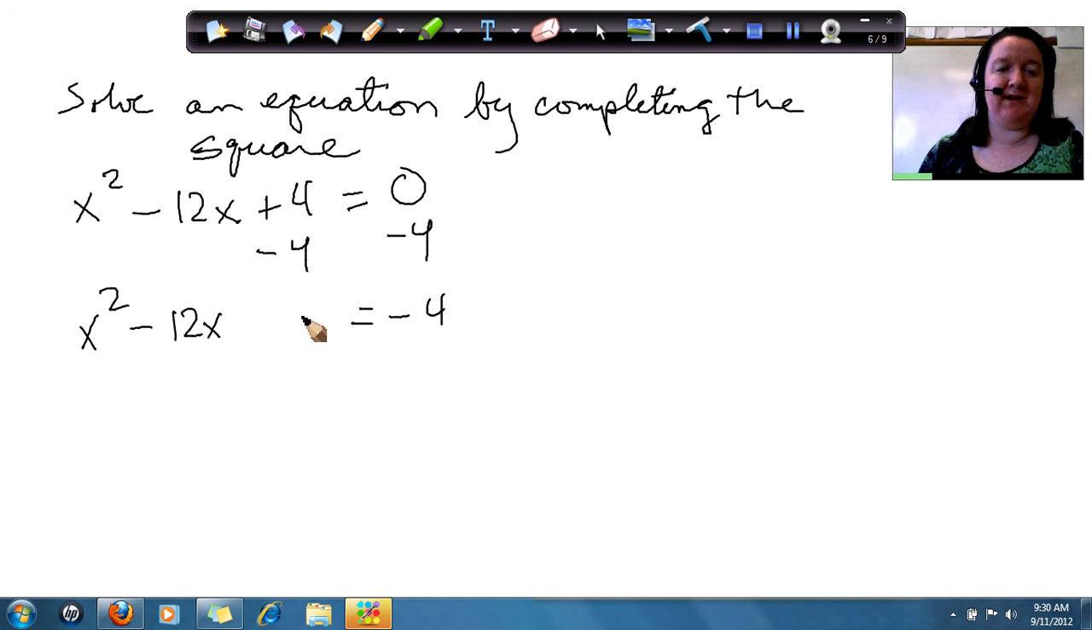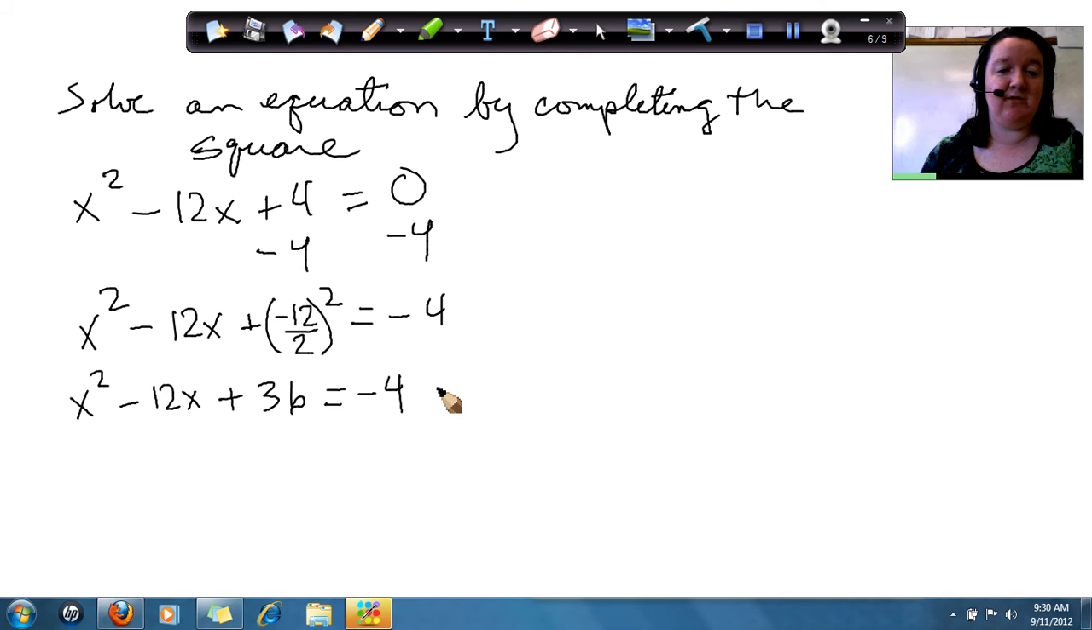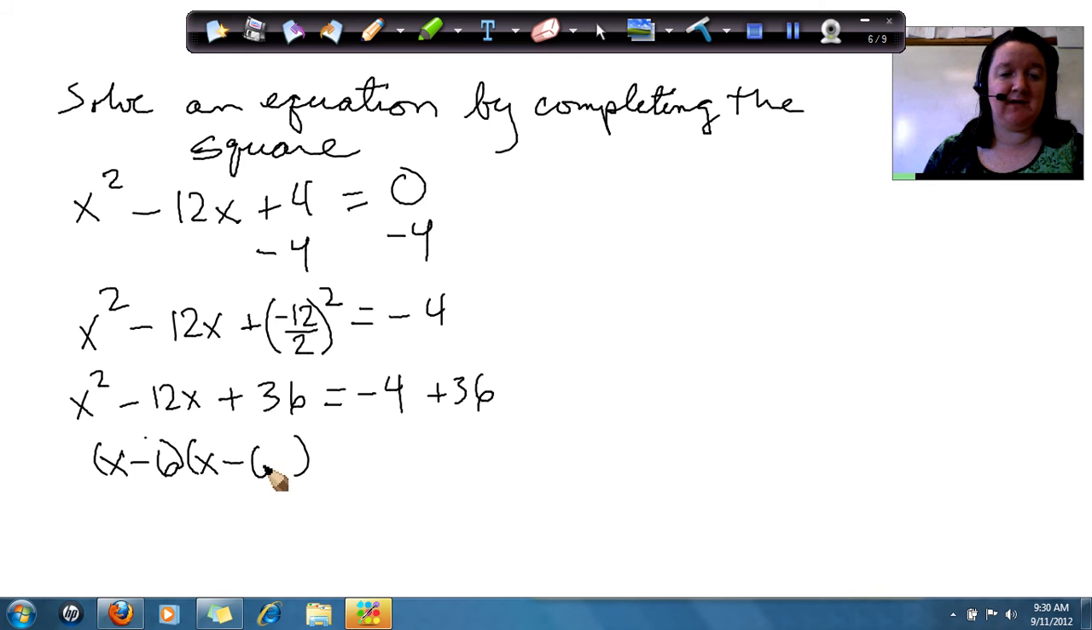Now I want to find out what my c value would be here. Remember that we took our b value, divided it by 2, and then squared it to get our c value. So we have x squared minus 12x, and here I'm going to add 36. Whatever I do to one side of the equation, I have to do to the other side. So I'm going to rewrite what I have into my factors, x minus 6, x minus 6. And if I have a negative 4 plus 36, that gives me 32. So I can rewrite that as x minus 6 squared equals 32.